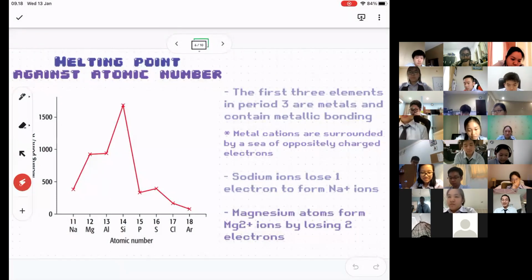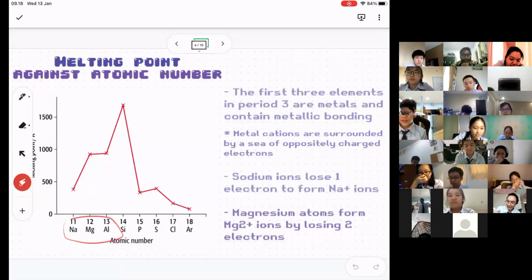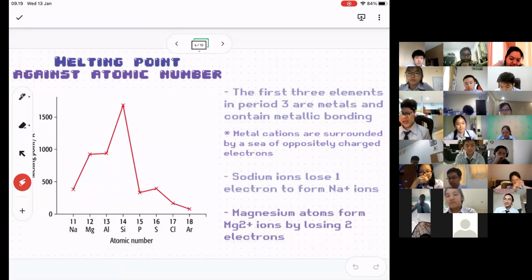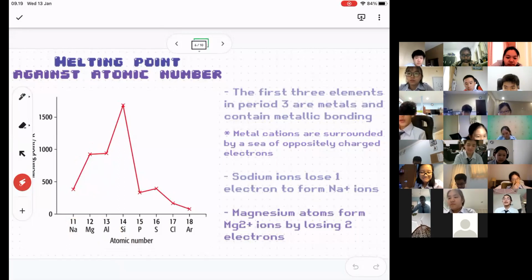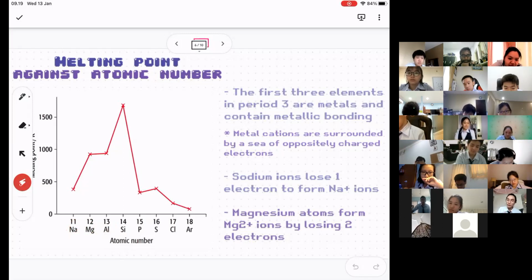Okay, as you can see in the trend in this graph, the first three elements are all metallic: sodium, magnesium, and aluminum. However, it's not what we expect when we think of the melting points of these metals. Metals have metallic bonding. That means they're technically sort of like cations in a sea of negative electrons. This electrostatic force of attraction is our metallic bonding. The factors that affect it could be, for example, the number of electrons in the sea of electrons. So as we can see, sodium, magnesium, aluminum, group 1, group 2, group 3.